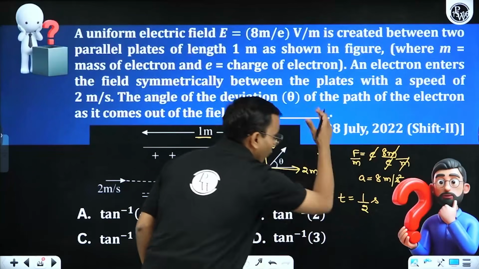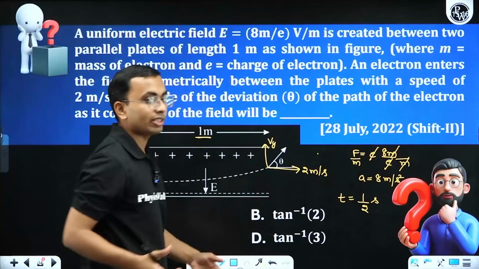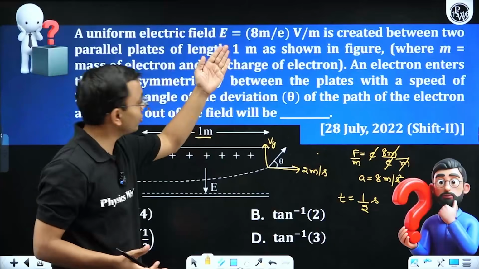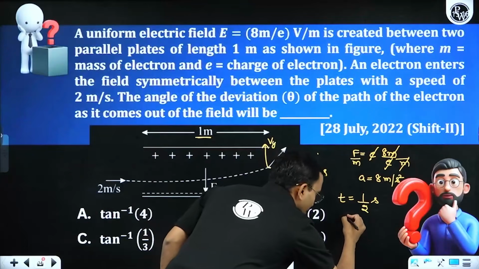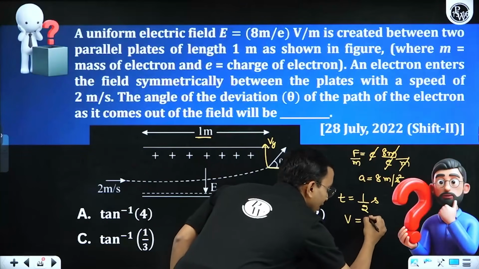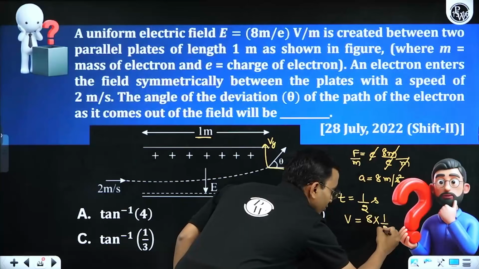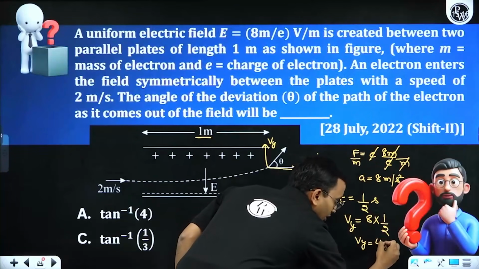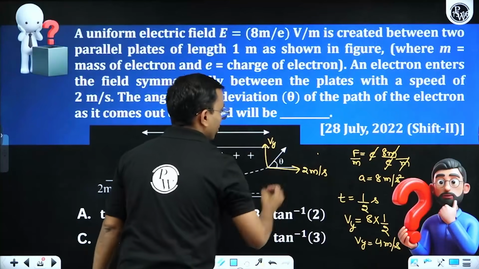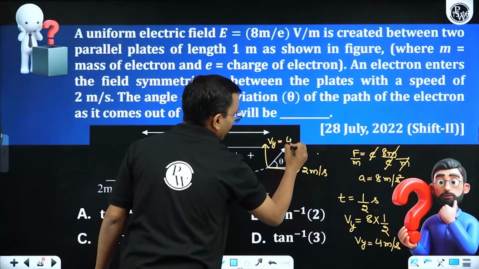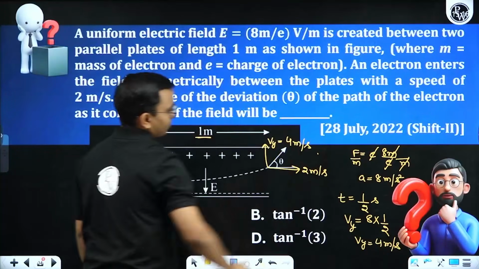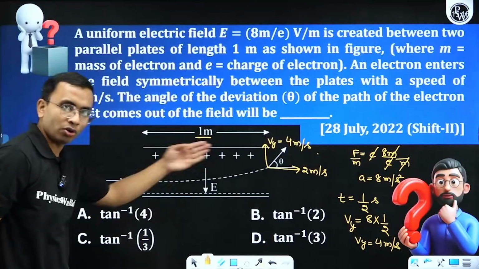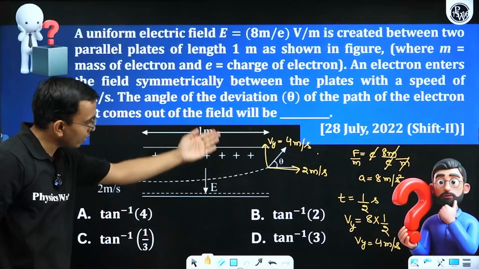Acceleration is this. Along the y-axis, if I write v is equal to u plus at, the initial velocity along the y-axis is 0. What is the final velocity along the y-axis? A into t. A is 8, t is 1 by 2. So Vy is basically 4 meter per second. So this velocity I got as 4 meter per second. Okay, I got the horizontal velocity, I got the vertical velocity.